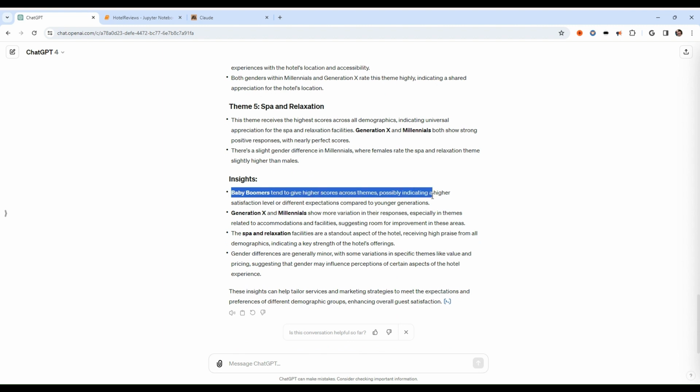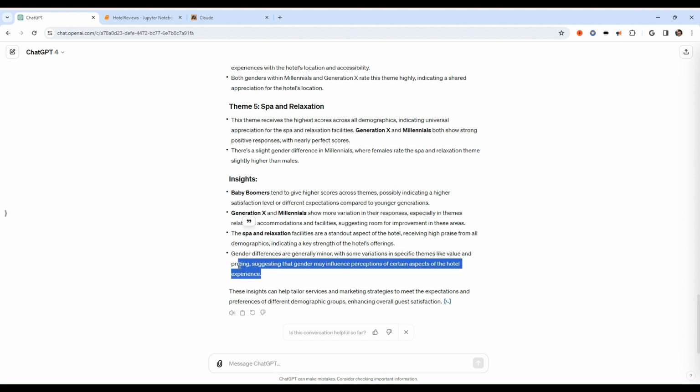Baby boomers tend to give higher scores across themes, possibly indicating a higher satisfaction level or different expectations compared to younger generations. Gen X and millennials show more variation in their responses, especially in themes related to accommodations and facilities, suggesting room for improvement in these areas. And then, as we know, the spa and relaxation area is a standout for this whole. Gender differences are generally minor, with some variations in specific themes like value and pricing, suggesting that gender may influence perception of certain aspects of the hotel.